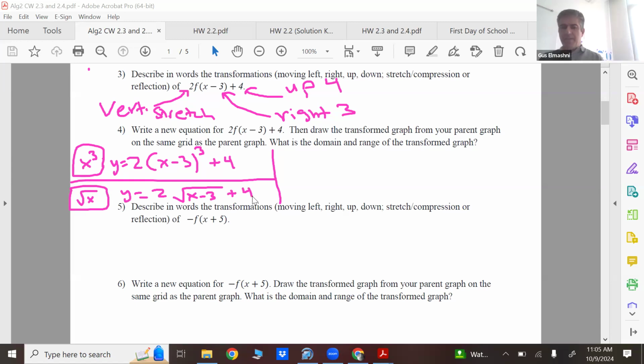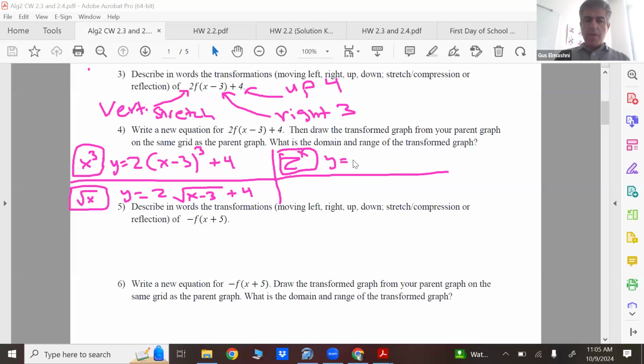That's all. For the, what was the third one? It was 2 to the x, right? You're going to write it like this: y equals 2 times 2 to the x minus 3, plus 4. So it's incredibly consistent. I'm putting 2 on the outside, minus 3 on the inside, plus 4 on the outside.